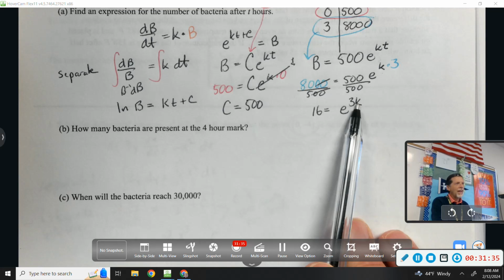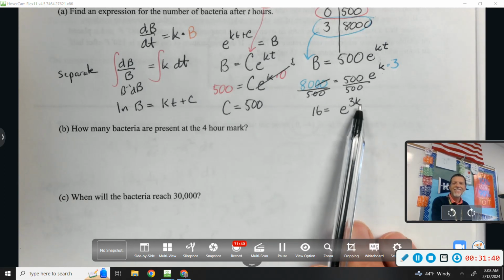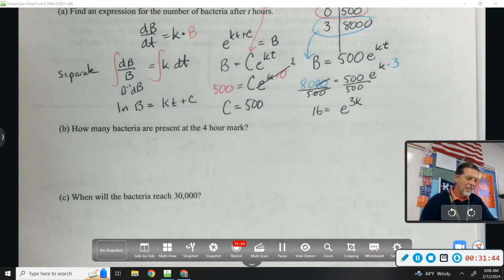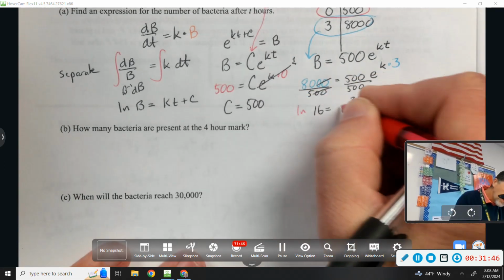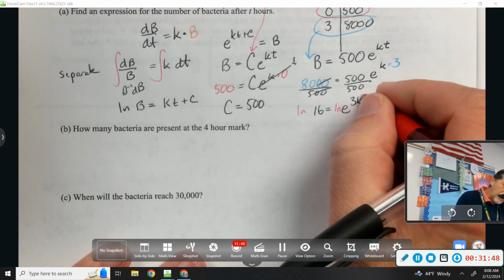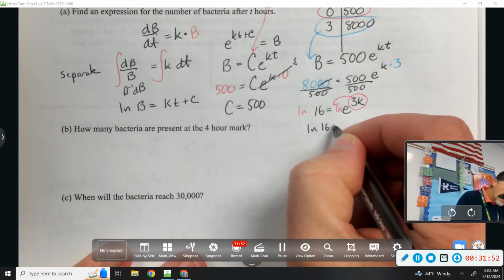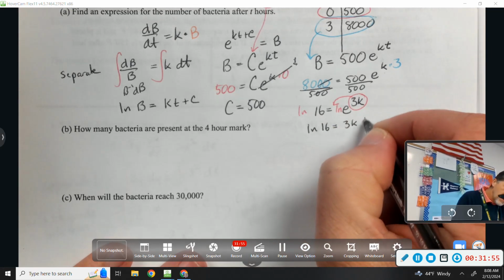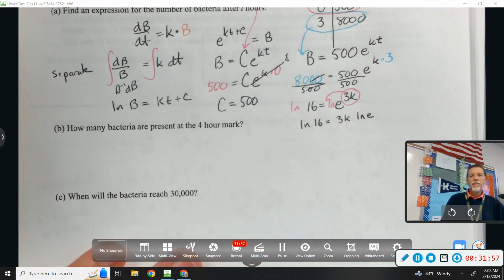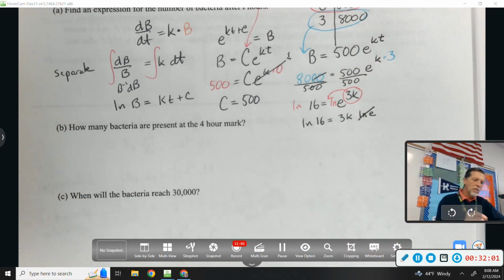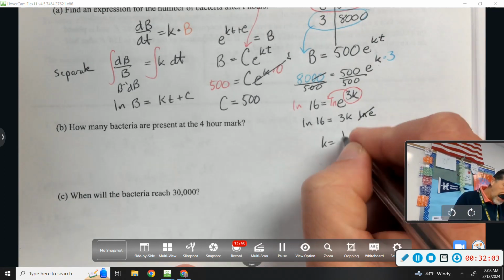Algebra All-Stars who've had a week off. So let's natural log both sides. That way that 3k can come down front. And another bonus is natural log of e is 1. So k is natural log of 16 over 3.